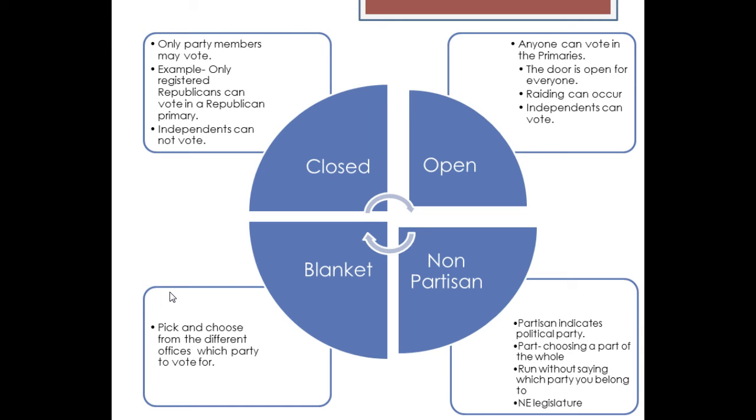So if we look at the graphic organizer, if we recall, there are 4 types of primaries: closed, open, nonpartisan, and blanket. Quick ideas for each one. A closed primary, obviously you can only vote for a specific political party. You must be registered in that party. Open is considered the pick-a-party primary, in which you pick and choose who you want to vote for regardless of political party, but it still lists the political party next to the candidate's name.